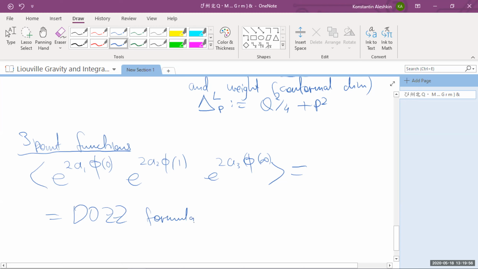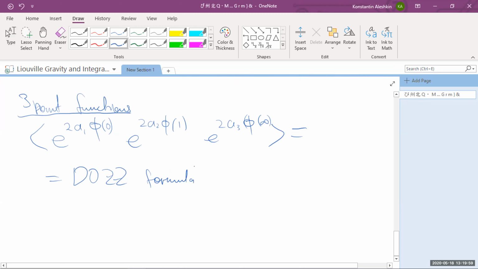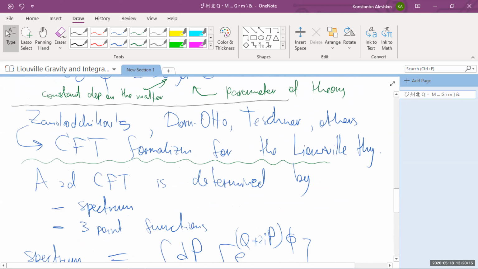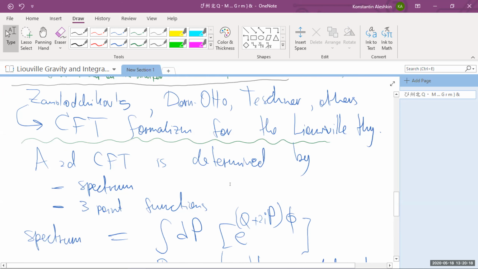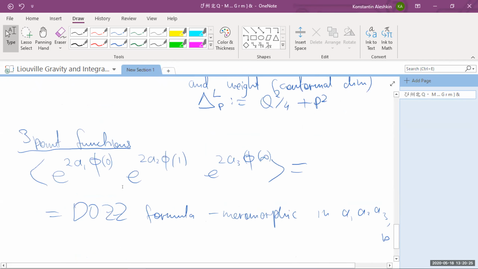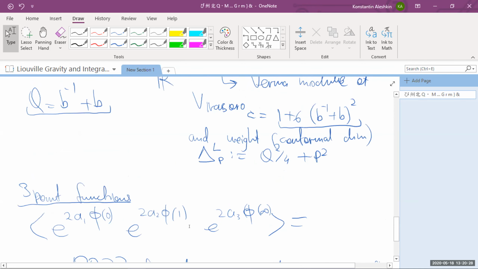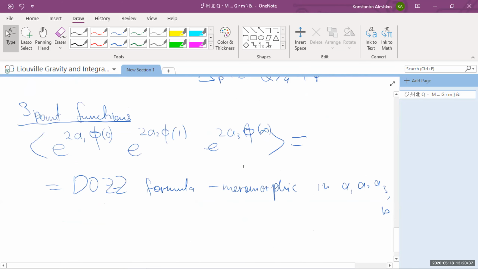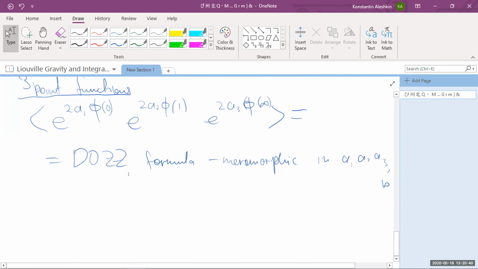So Dorn, Otto, Zamolodchikov. I don't see much sense in writing it, but it's a meromorphic function in A1, A2, A3, and B. Right. And this is the conformal bootstrap approach to the Liouville theory. So in particular, if I want to consider the operator product expansion of two fields, then the result will be an integral over the whole spectrum of contributions from each particular vertex operator inside the brackets, multiplied by the DOZZ structure constant.